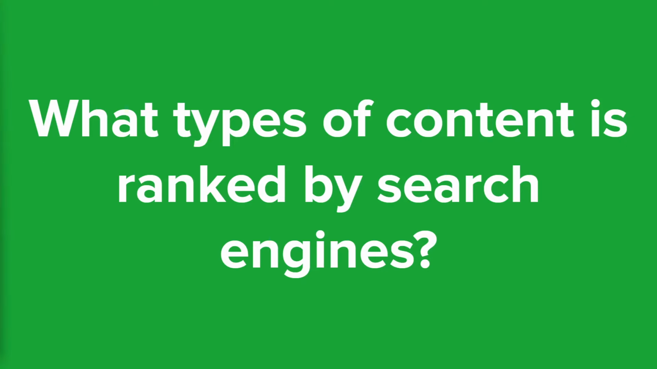So, what types of content are ranked by search engines? Search engines like Google rank a variety of content types based on relevance, quality, and authority. Some of the most common types of content that are ranked by search engines are text-based content. This includes blog posts, articles, and other written content that's optimized with relevant keywords and provides value to the user.